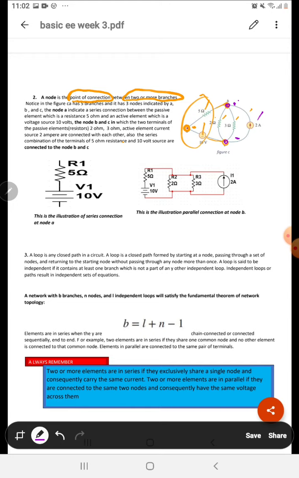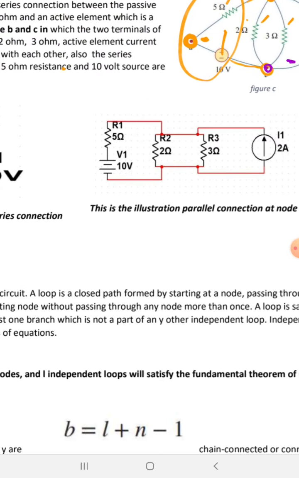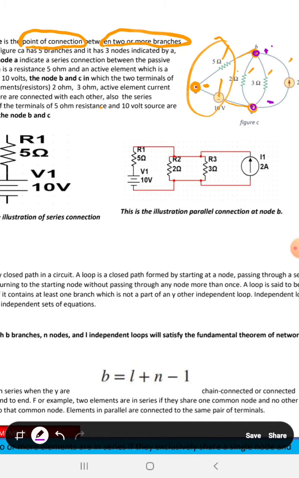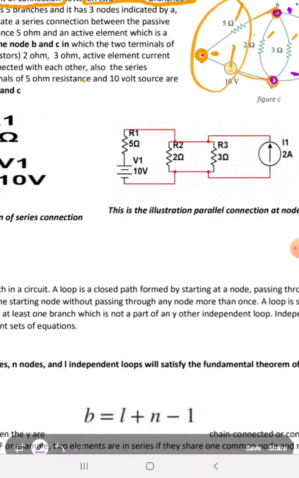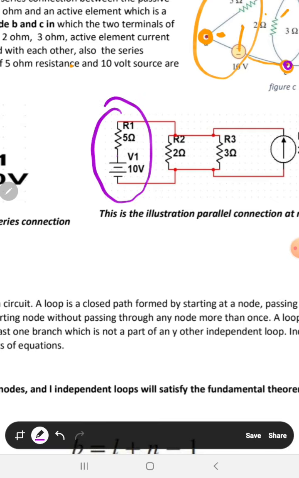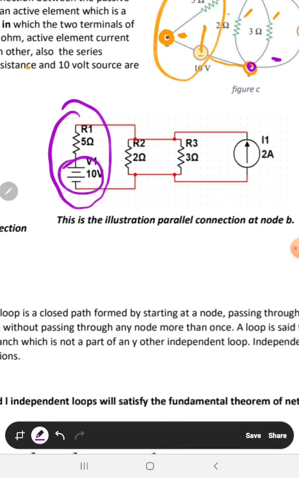Okay? So, how about in this illustration? In this illustration, makikita mo na parehas lang sila dito. Okay? Ginawa ko lang siyang rectangular. So, mapapansin mo that your 5 ohm is in series with your 10 volts. Take note, this is a symbol for a battery cell. So, we have 5 ohm in series with 10 volts.